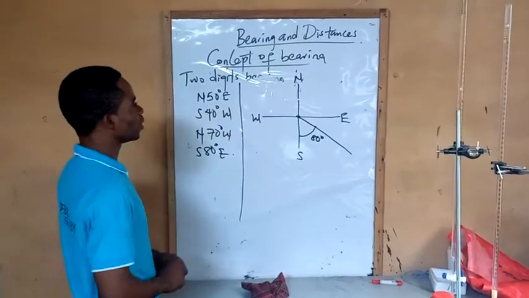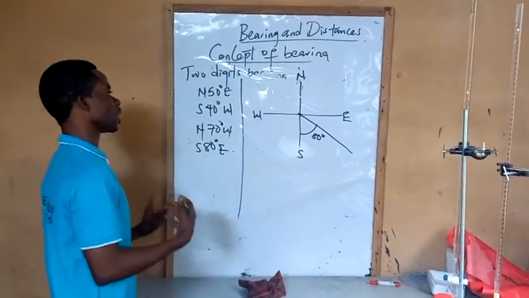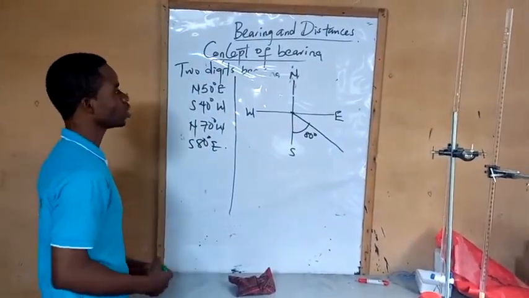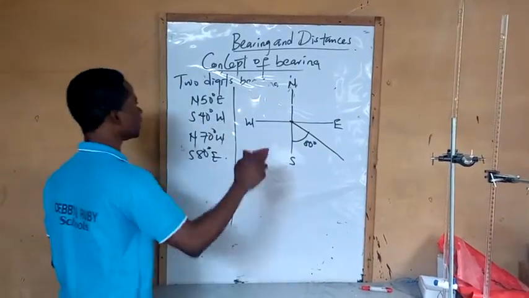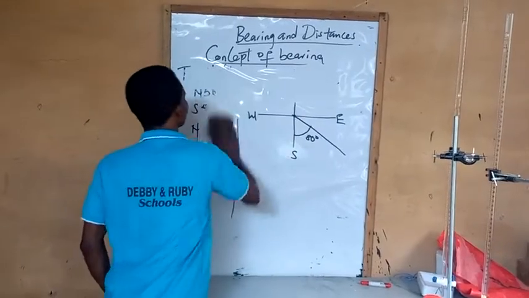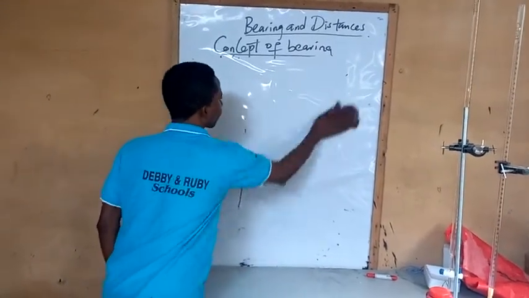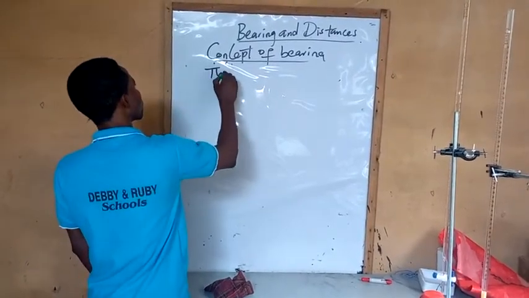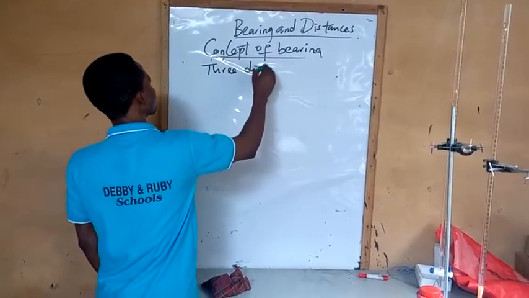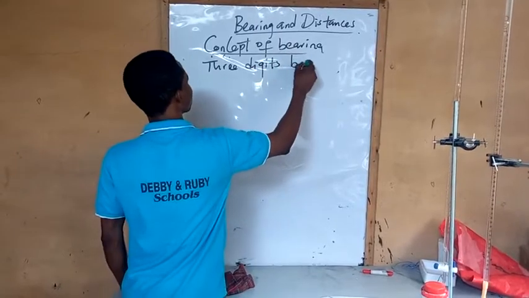So these are the ways through which we draw 2-digit bearing. Now let's move to the 3-digit bearing. Do not forget we are dealing with the concept of bearing first. 3-digit bearing.